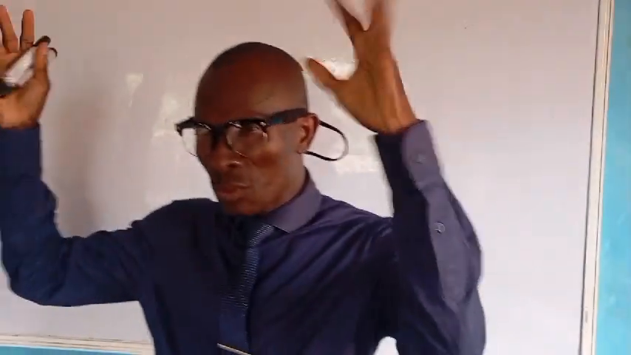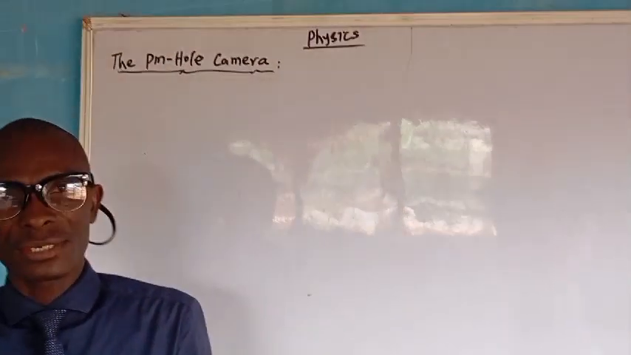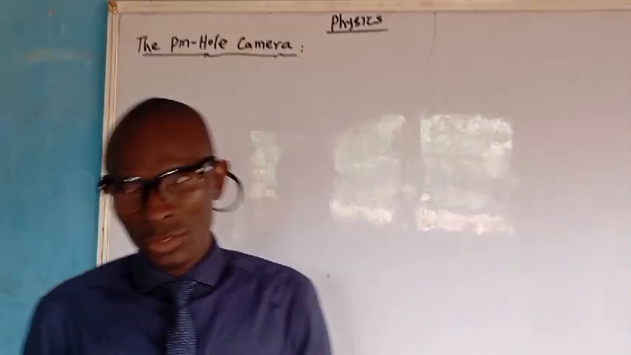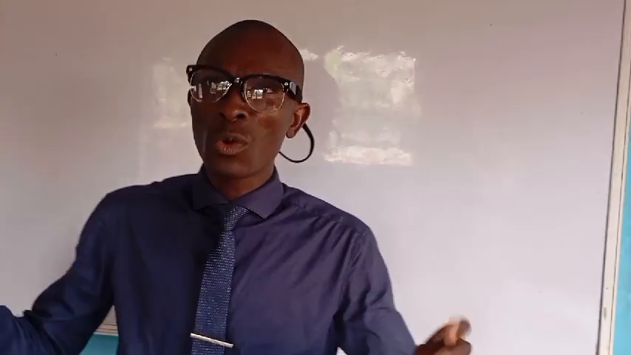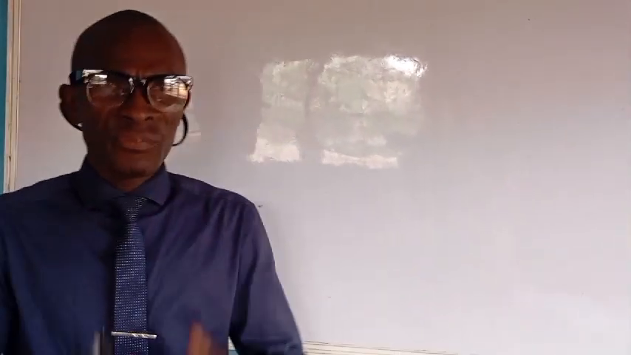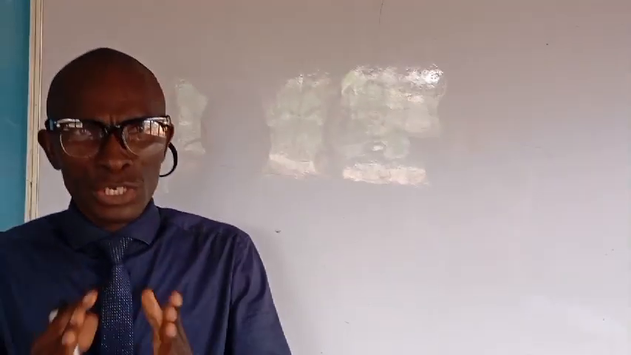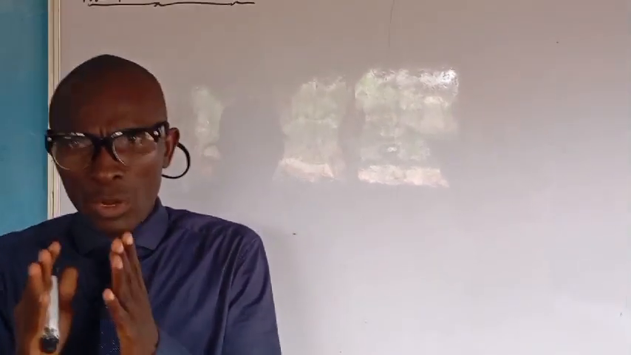It was used in the past, in the 11th century, for viewing what? An eclipse of the sun without damage or danger to the eyesight. But this pinhole camera works on the principle of rectilinear propagation of light, the phenomenon whereby light travels in a straight line. That is the principle the pinhole camera works on.